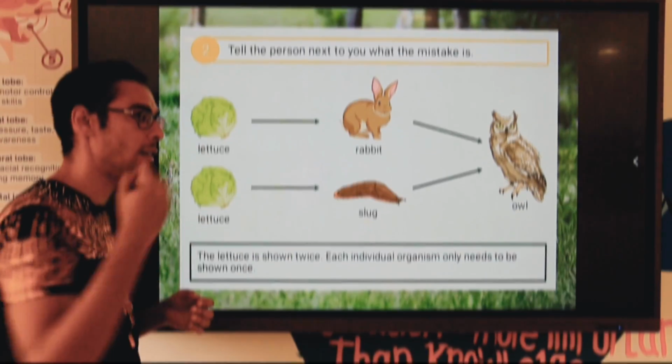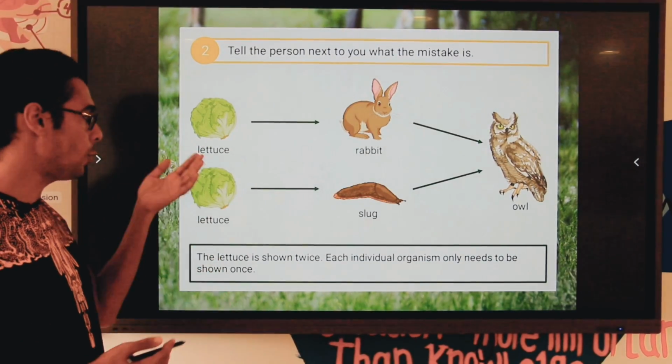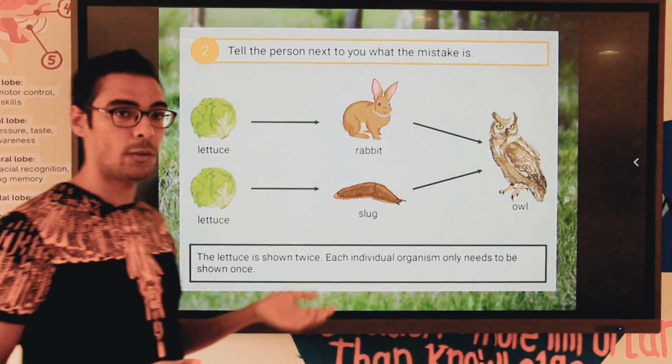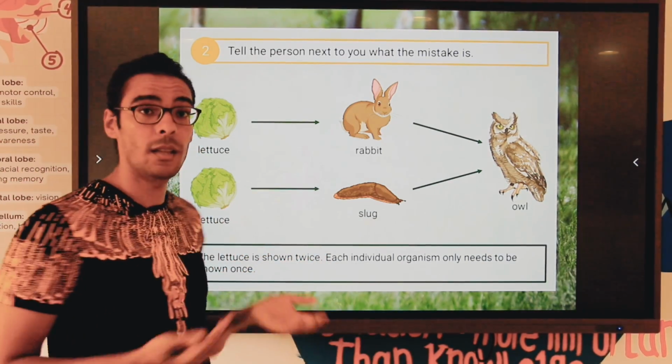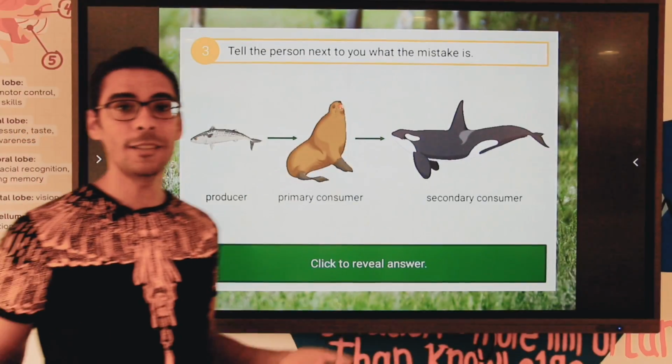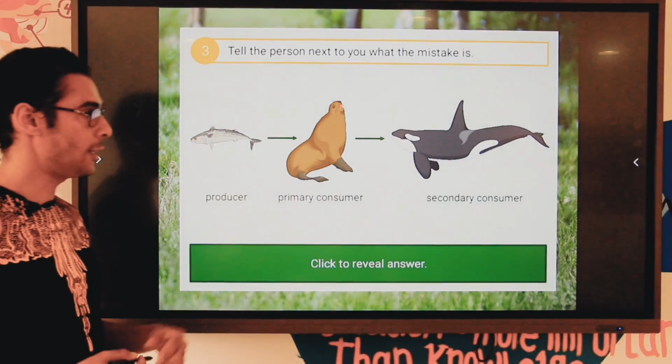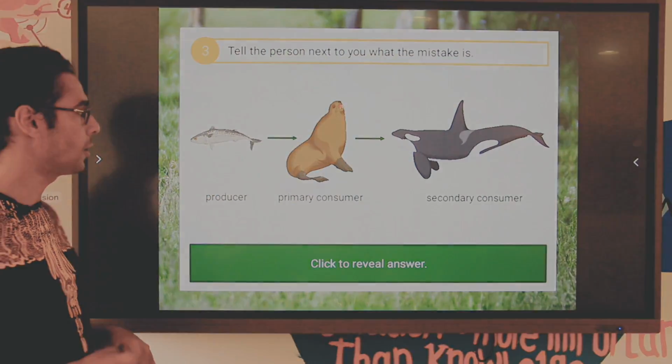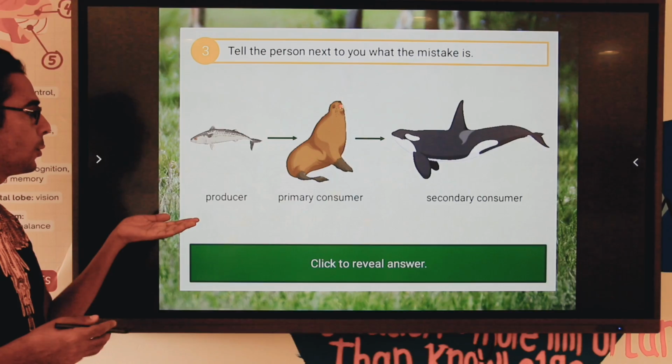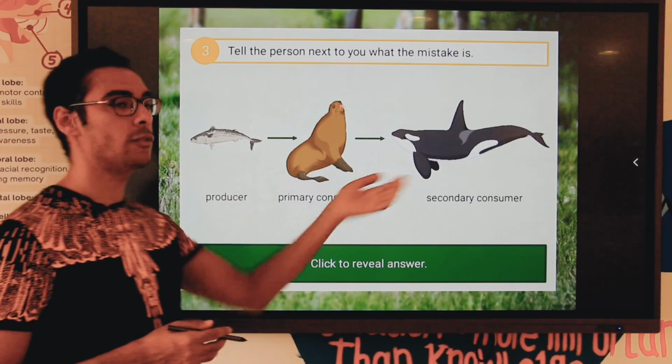Let's click to reveal the answer here. We have here more than one producer and more than one primary consumer. So this is not a food chain. The third one is a little easier. In front of you here, a representation of a food chain. It starts with a producer, primary consumer, secondary consumer.